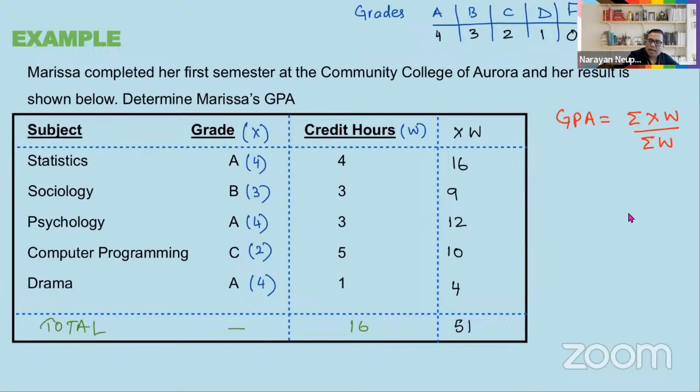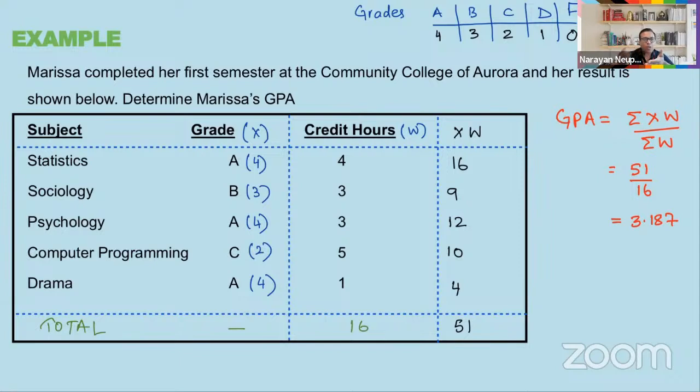Now you can see that the sum of x times w is 51. And you divide that by the sum of w, that's 16. And 51 divided by 16 is approximately 3.187. But GPA, we write up to 1 decimal place, right?